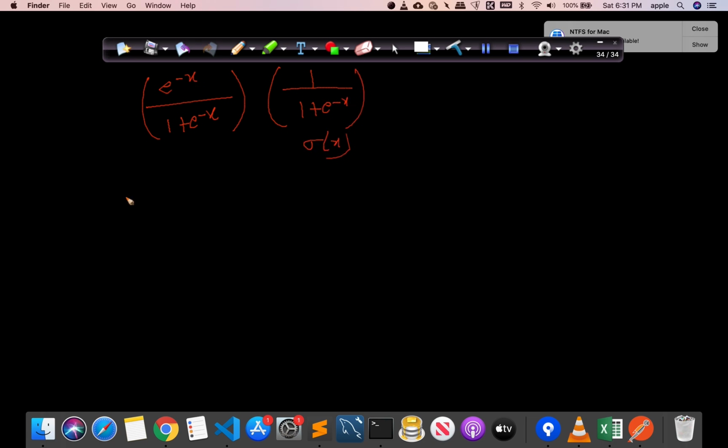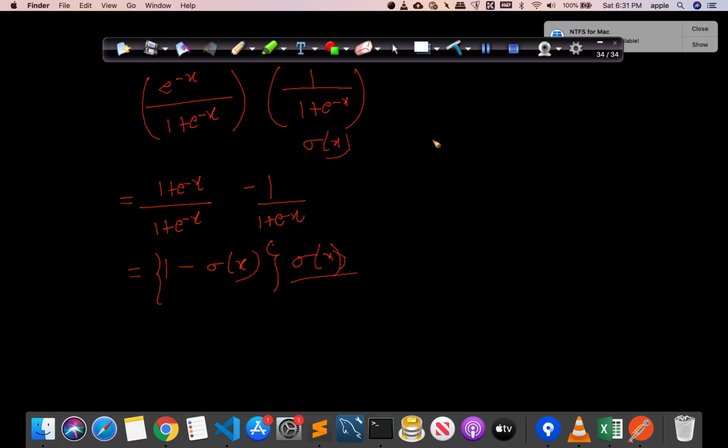We have arranged it in such a way that we got 1 plus e to the power of minus x and minus 1 divided by 1 plus e to the power of minus x, and 1 plus e to the power of minus x. This got cancelled and we got 1 minus sigmoid of x. This whole term is 1 minus sigmoid of x, and we have to multiply this with sigmoid of x. So after this derivation, we can say that the derivative of sigmoid of x with respect to x will always be equal to sigmoid of x multiplied by 1 minus sigmoid of x.